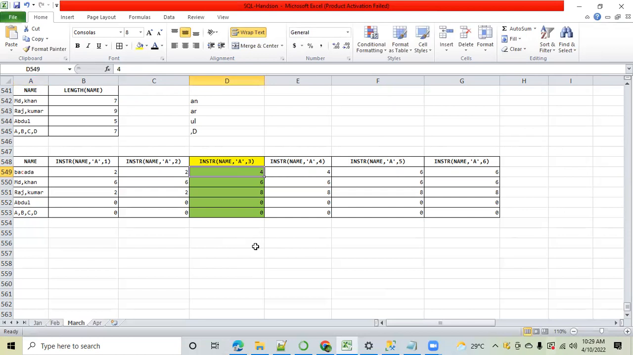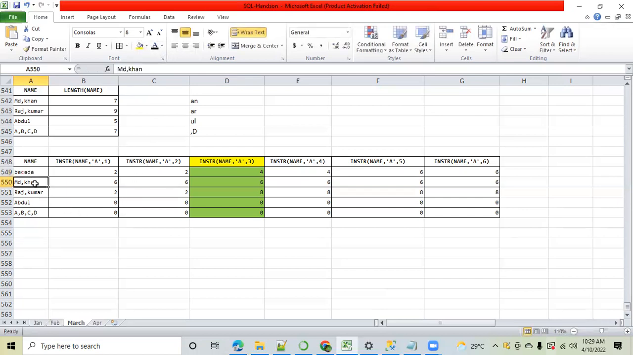If we give in string name, comma, A, comma, 3, comma, 2, so you are standing at the third character, and then you are asking for the occurrence. The fourth argument is 2, so you are asking for the second occurrence. The second occurrence is the last A, and the value will be 6. Okay. Is that clear?